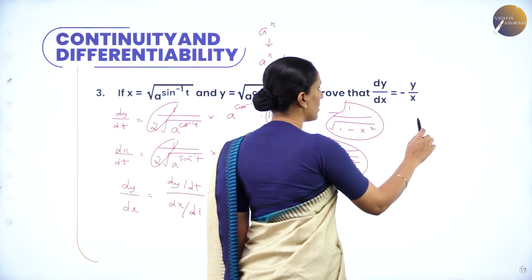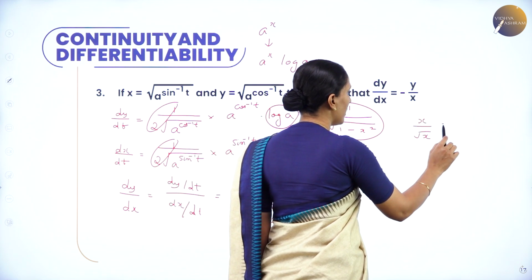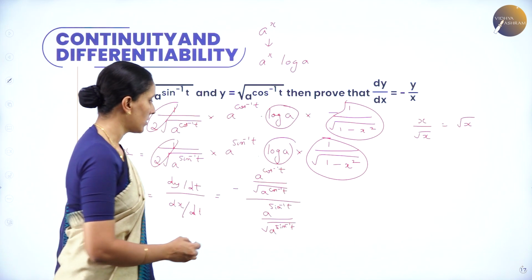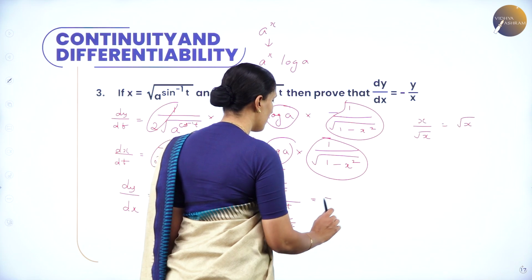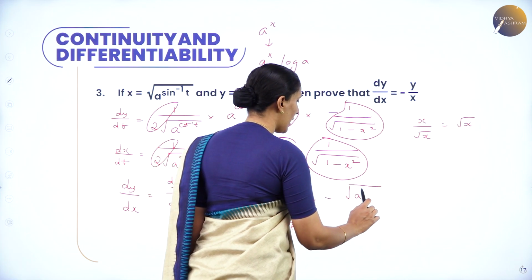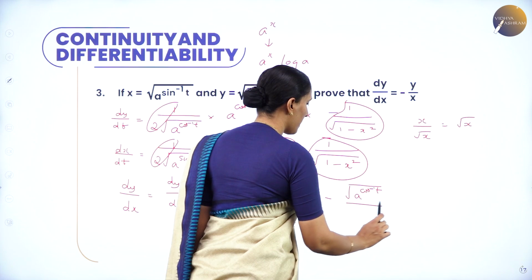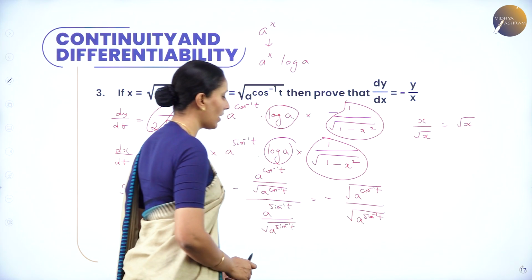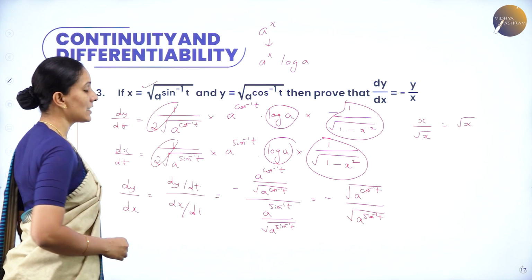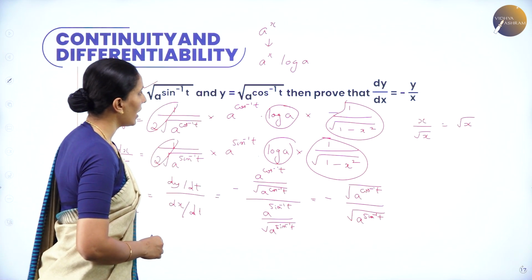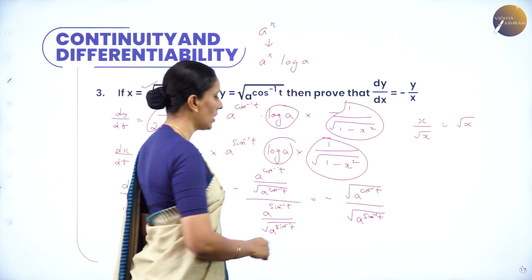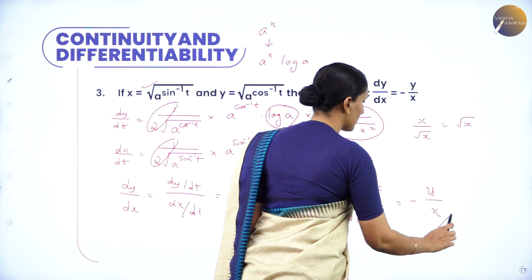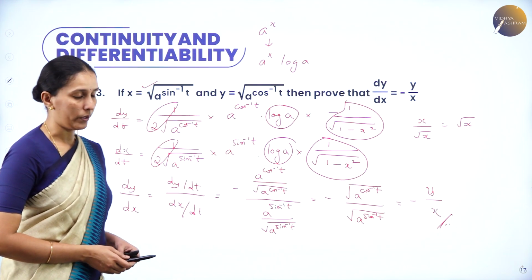So if we have any function in the form of x by root x, then we can write it as root x because x is root x into root x. So here I can write this as minus square root of a cos inverse t and here a sin inverse t. So from the given question, root of a sin inverse t is nothing but x, root of a cos inverse t is nothing but y. So therefore this is minus y by x. Hence we proved it.